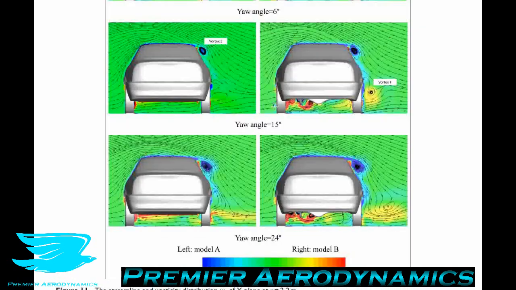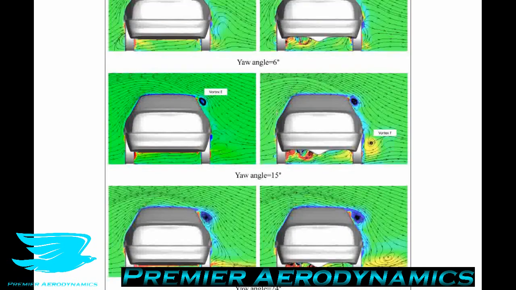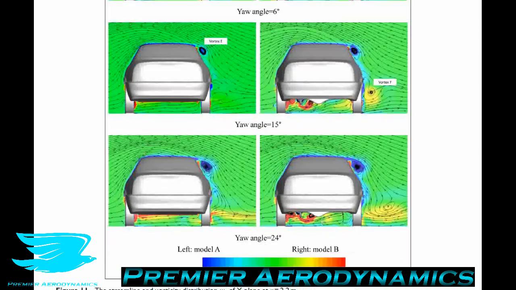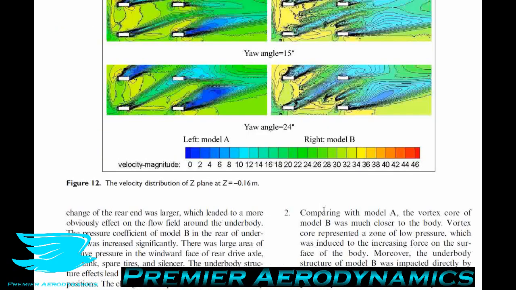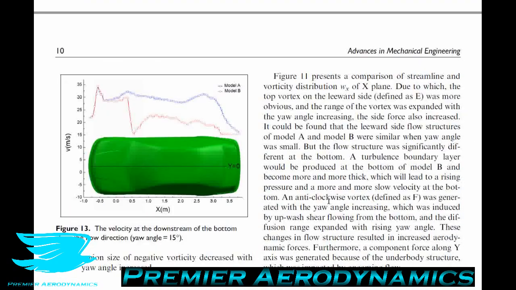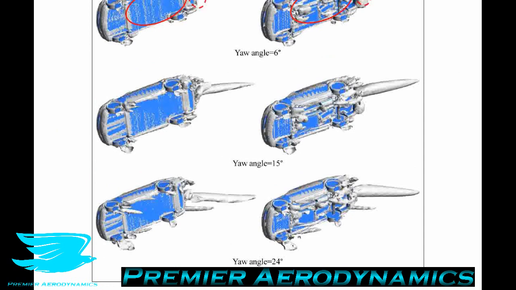So we can see that the rough underbody makes quite a big difference in terms of the vorticity that's coming from the underbody of Model B compared to Model A. That's also going to change the drag and lift and side force characteristics. Now let's move on to figure 14.